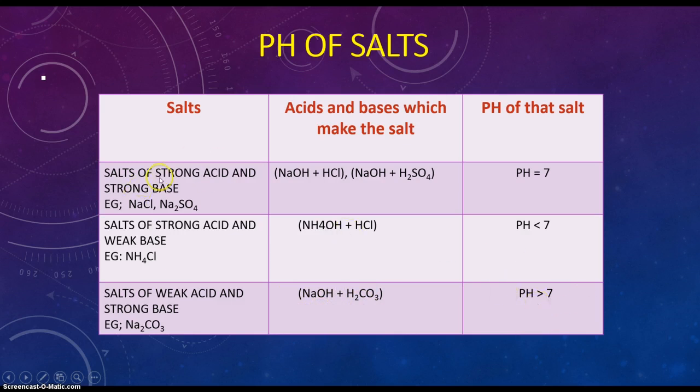So for a salt of a strong acid and a strong base, the pH will be 7. For a salt of a strong acid and a weak base, the pH will be less than 7. And for a salt of a weak acid and a strong base, the pH will be greater than 7. So these are the pH values of some salt solutions.